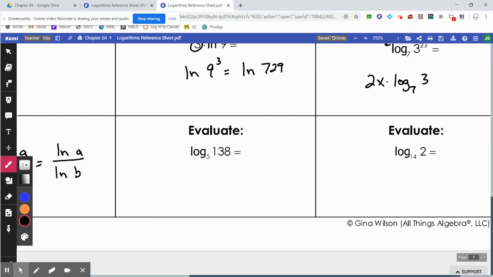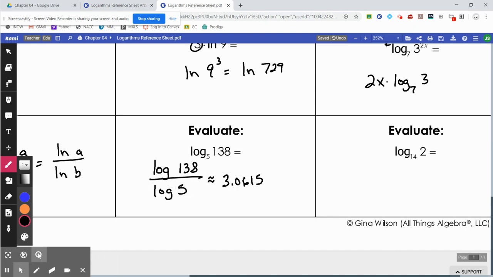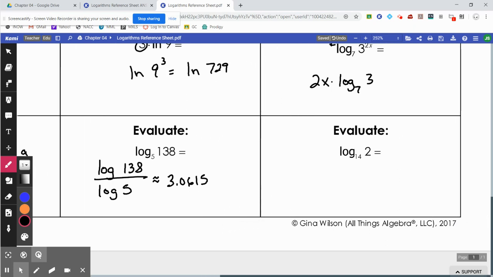So to type this into the calculator, log base 5 of 138, you would do the log of 138 divided by the log of 5. And that would be about 3.0615. Or another one, you could change it again to a natural log if you wanted to. You could do log of 2 divided by log of 14, or natural log of 2 divided by the natural log of 14. Either one would give you the exact same answer of 0.2626. So you could work it either way.